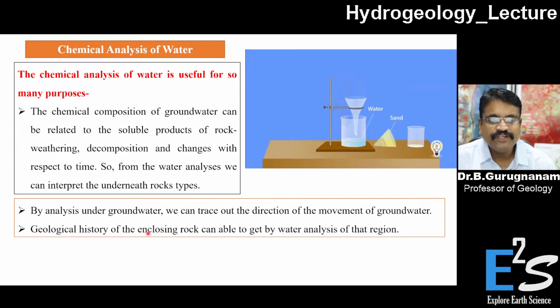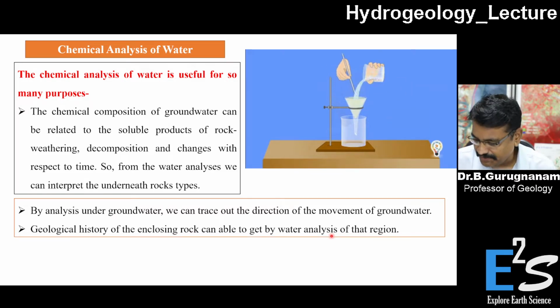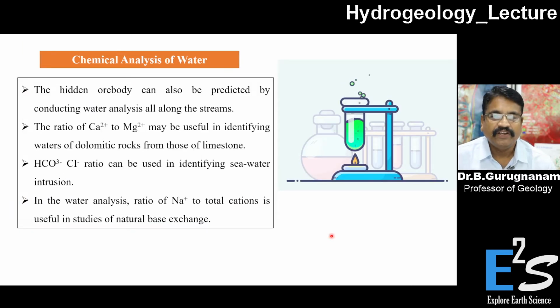The history of the geology of the enclosing rock can be obtained from water analysis. It is very important. As I said, the geogenic source controls the quality of water. Chemical analysis of water can also reveal a hidden ore body. Sometimes if you analyze the water, you will be able to assess the hidden ore body, which can also be predicted by conducting water analysis all along the streams.